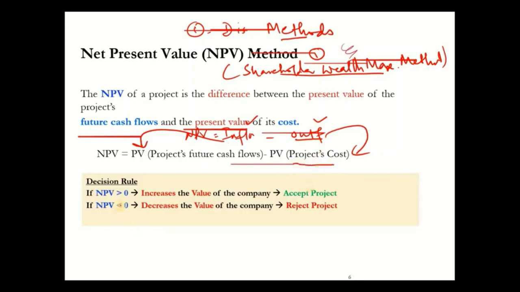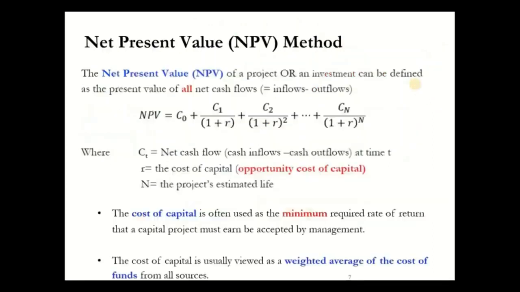If NPV is greater than 0, it means you are making a profit, so the wealth of the shareholders has increased, so accept the project. If NPV is negative, less than 0, it means your inflows, your benefits, are less than your cost, then you have to reject it, so it is not contributing to shareholders' wealth. Now let's look at the formula. NPV is equal to C naught. It is negative, not positive actually.